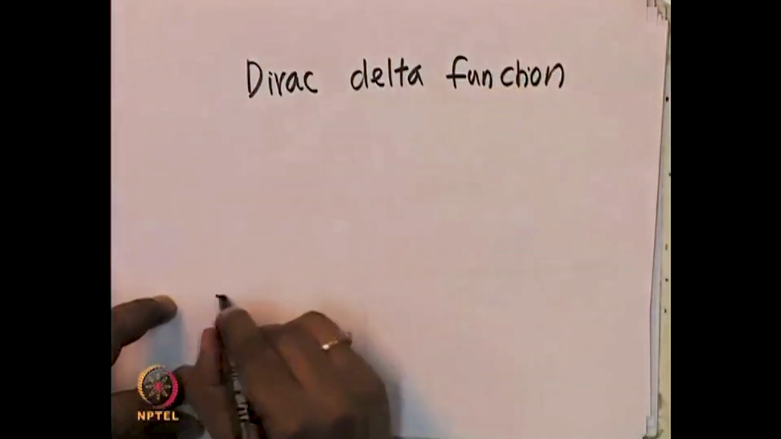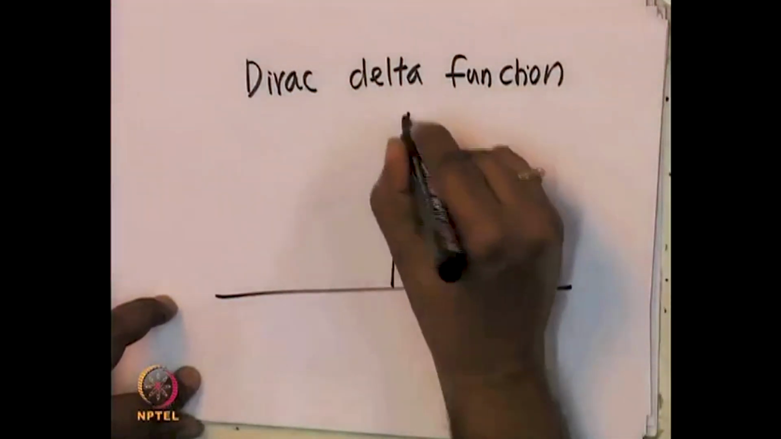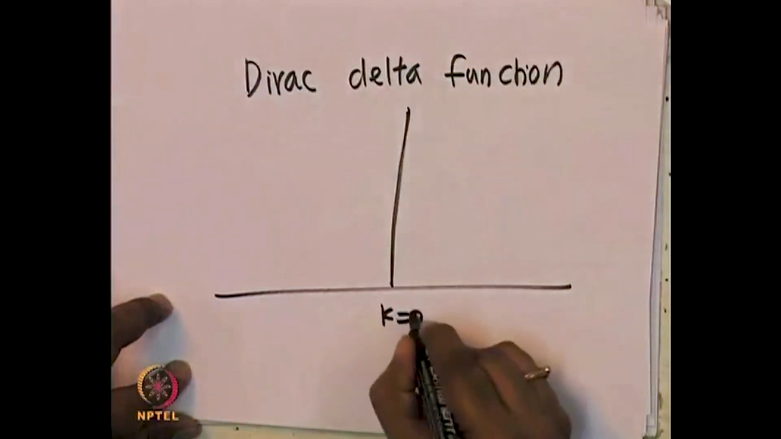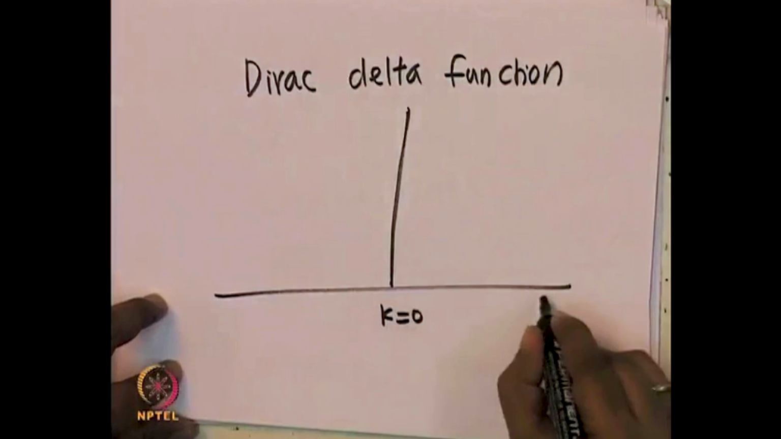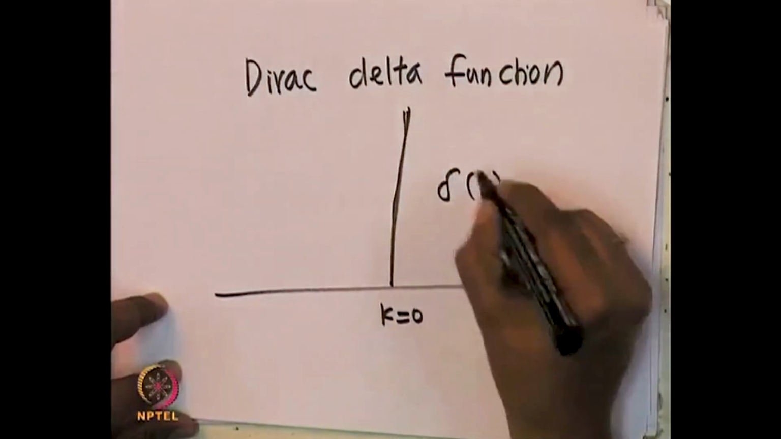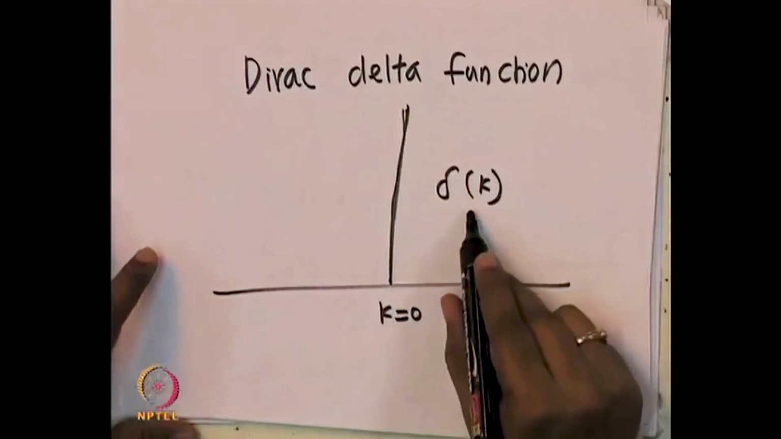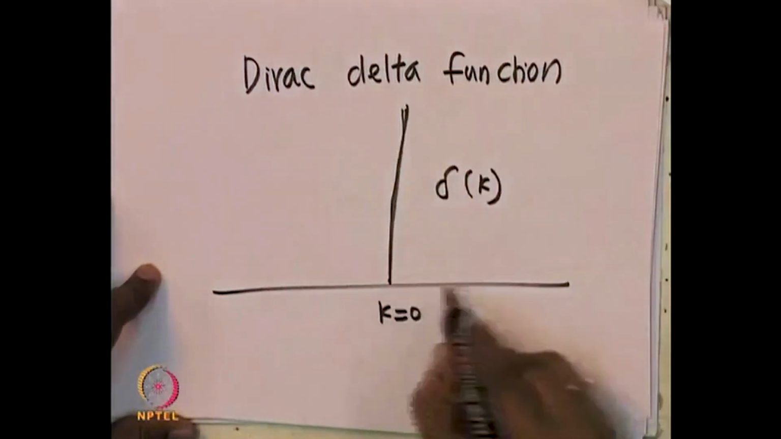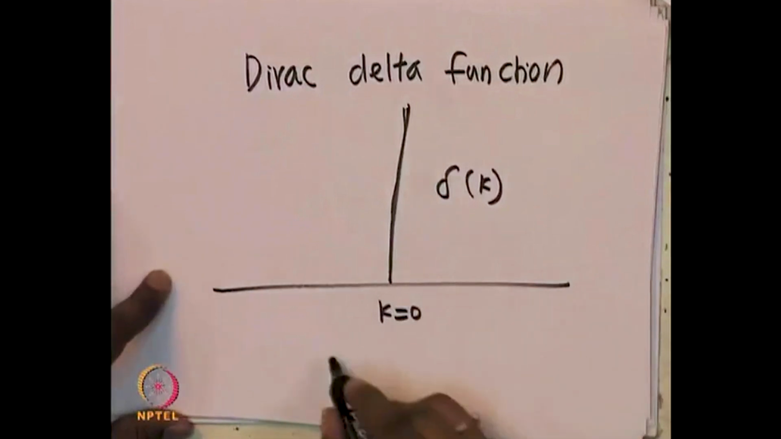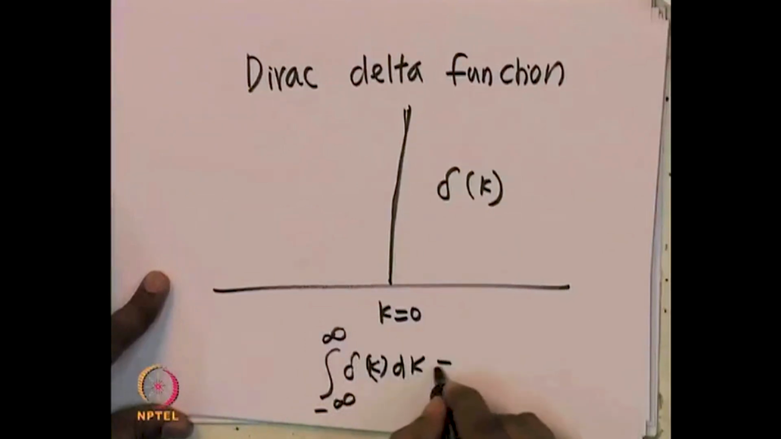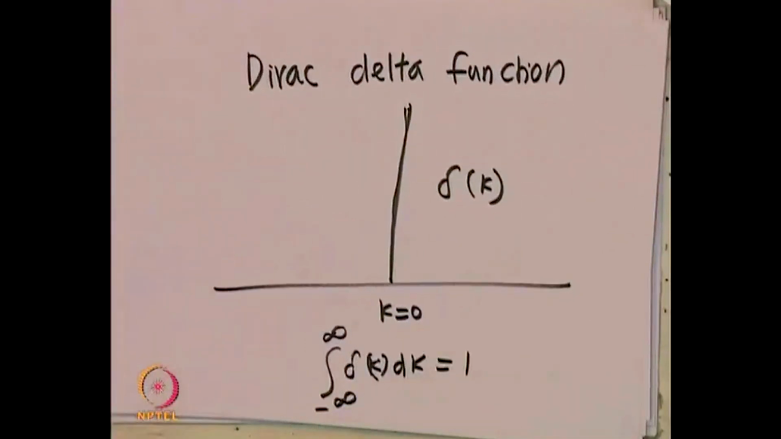Dirac delta function is a function which is infinity only at k equal to 0, and zero for all other values of k. This I can write as delta of k. Delta of k has a value only at k equals 0, which is infinity, everywhere else it is 0, and the integral from minus infinity to infinity of delta of k dk is 1.